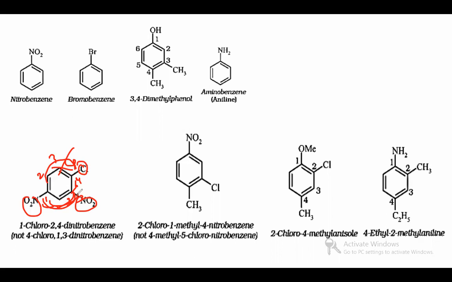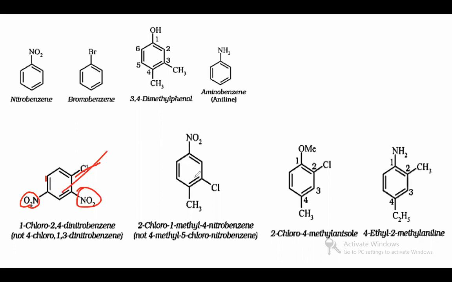From this side only. From this side means 1 chloro, C in alphabetical order, 1 chloro. Next, not 1, 2, 3, 4; that is also wrong. If you give from this side, it is also wrong. 4 nitro, that is wrong. So the proper way is 1 chloro. So you need to consider everything in mind and answer. Okay, 1 chloro, 2 comma 4 dinitrobenzene.